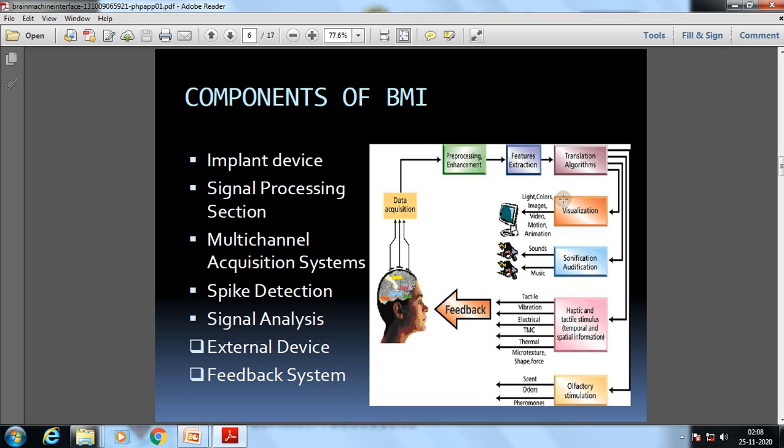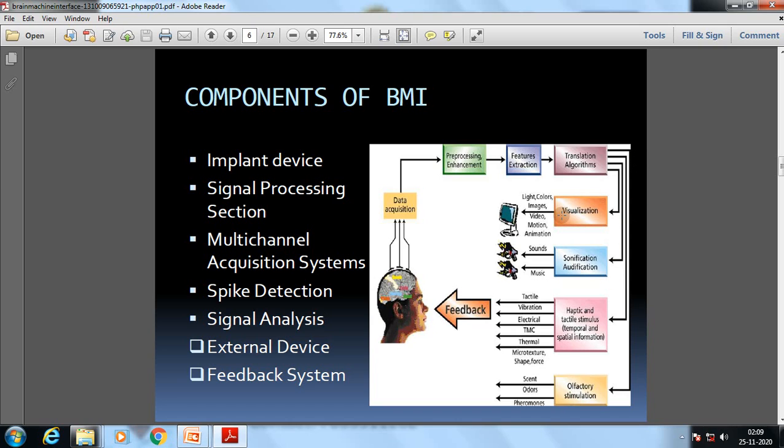So first the pre-processing enhancement will take place, then the feature extraction, then the translation algorithm. Through the translation algorithm, all these features and signals will be categorized and fed into a different processor, a digital signal processor, or a microcontroller. Those all contain a microcontroller. So all the analog signals will be fed as 0 1 digital inputs. They are stored in the visual part.